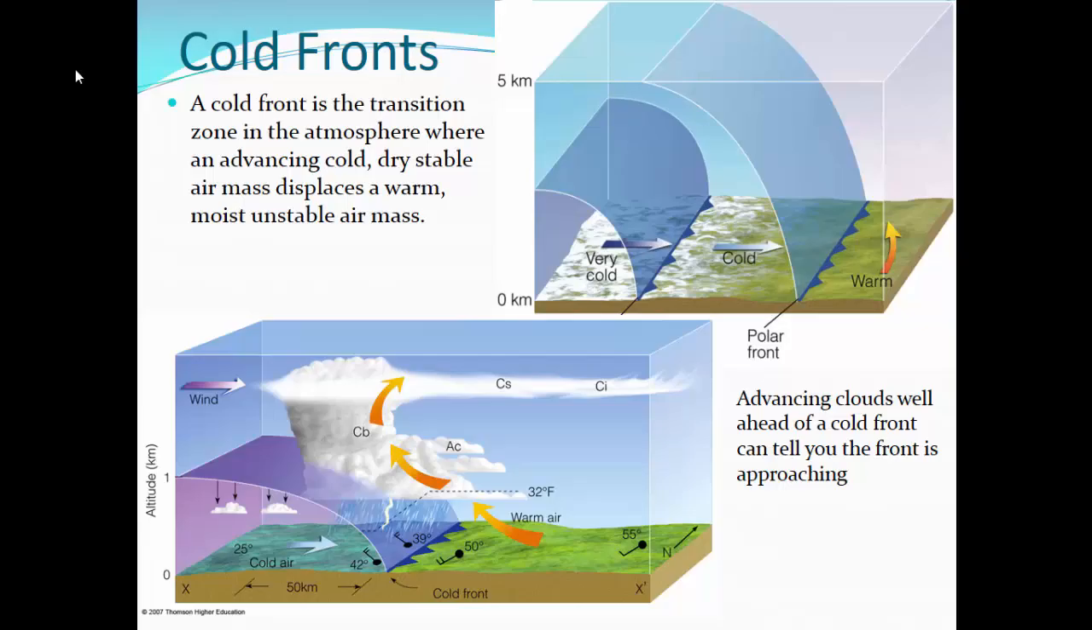And again, in that unstable atmosphere, you reach the level of free convection and you get these towering cumulus clouds, which along cold fronts can produce not only thunderstorms and heavy precipitation, but lightning and severe weather in the form of hail and potentially even tornadoes.